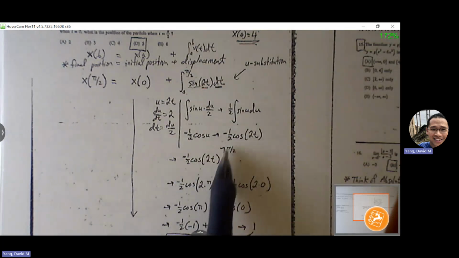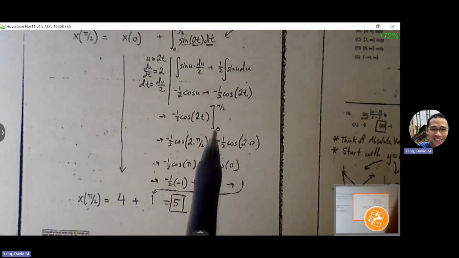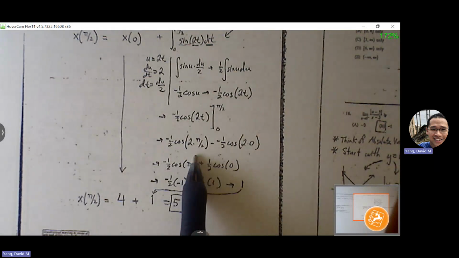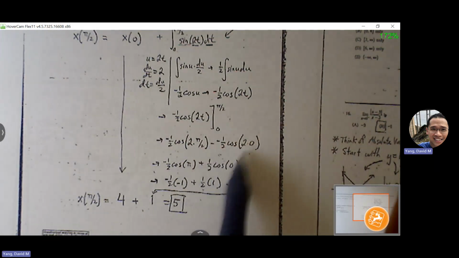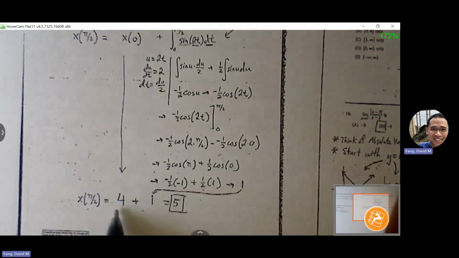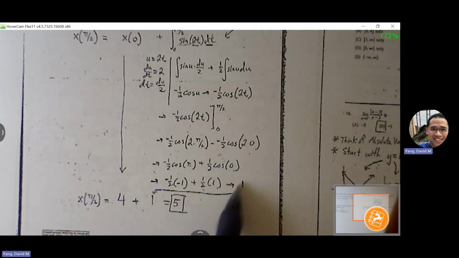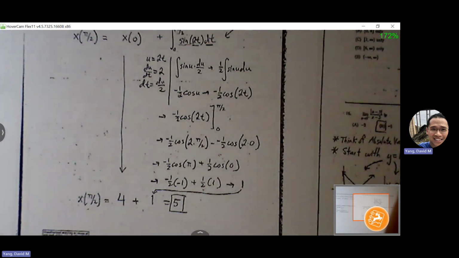Bring back your original variable. You plug in your upper and lower bound. Pi over 2 in for t. Cosine of pi is -1. And then plug 0 in. Cosine of 0 is 1. And just have to work your way through, and it ends up giving us the displacement of 1. 4 plus 1 equals 5.